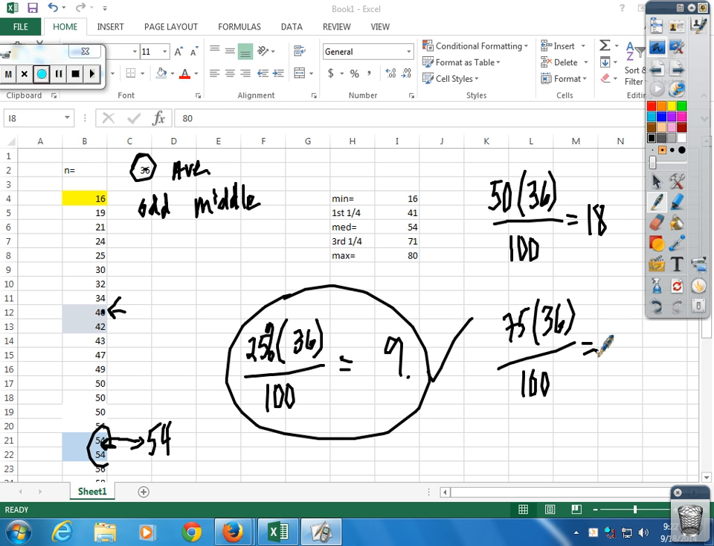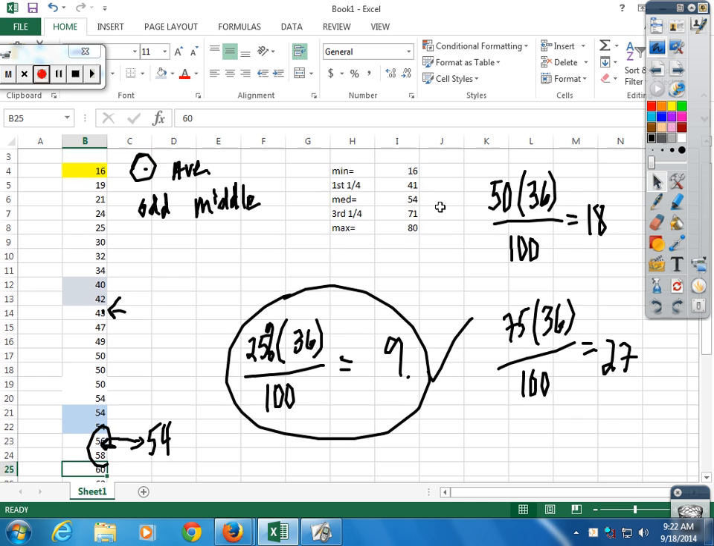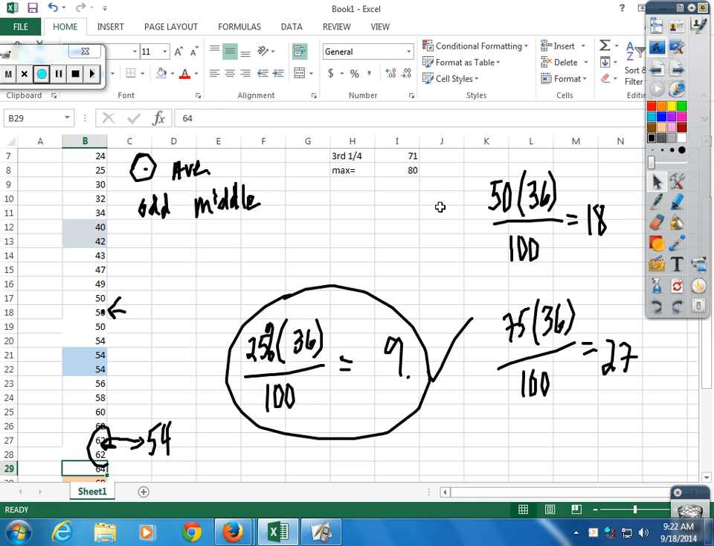75 times 36 over 100. Crank that out. 27. So I'm going to go down to 27. 1, 2, 3, 4, 5, 6, 7, 8, 9, 10, 11, 12, 13, 14, 15, 16, 17, 18, 19, 20, 21, 22, 23, 24, 25, 26, 27, 69.